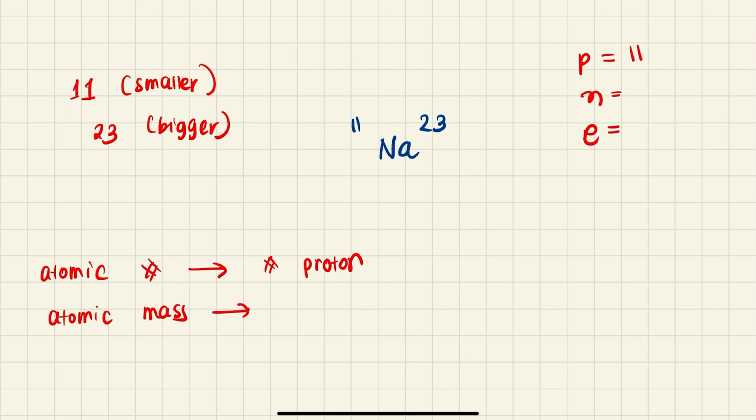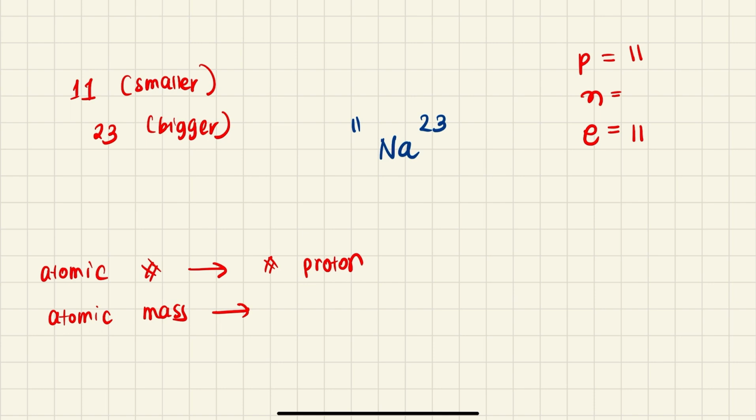For electrons, if you have a neutral element, like in this case sodium, there is no charge, it's not an ion, it's just a neutral element. In that case, the number of electrons is the same as your protons. So if we have 11 protons, that means electrons is also going to be 11.